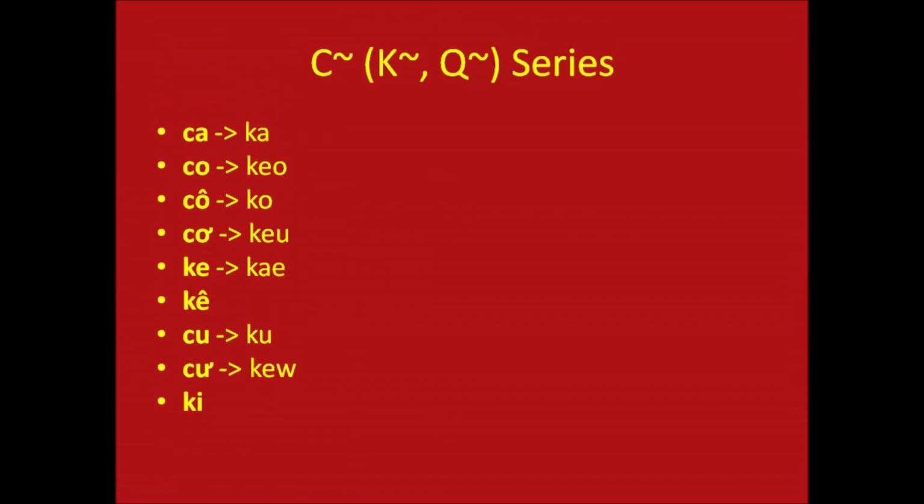Let's move on to the next series. Ca, Co, Cô, Cơ, Kè, Kê, Cu, Cư, Kỳ. Let's review the series one more time. Ca, Co, Cô, Cơ, Kè, Kê, Cu, Cư, Kỳ.